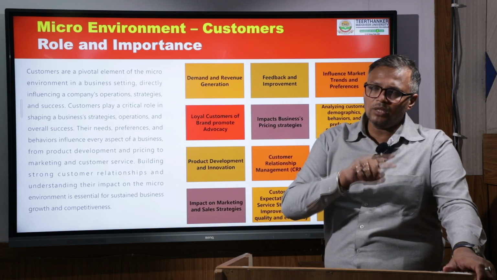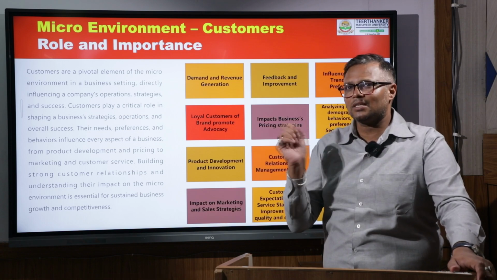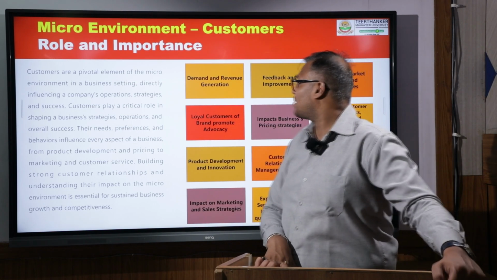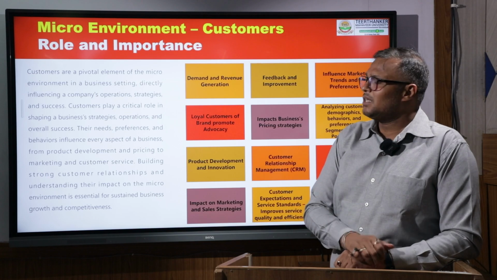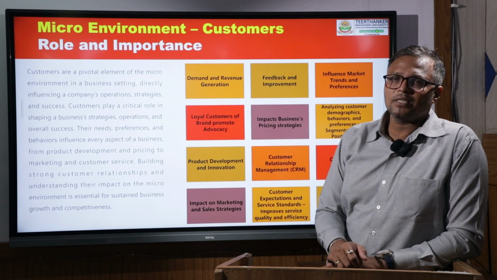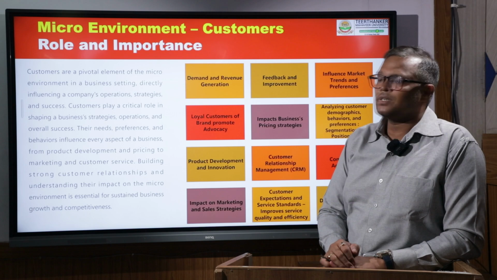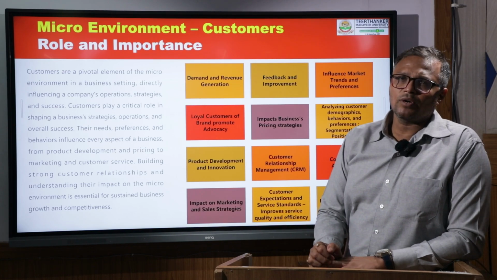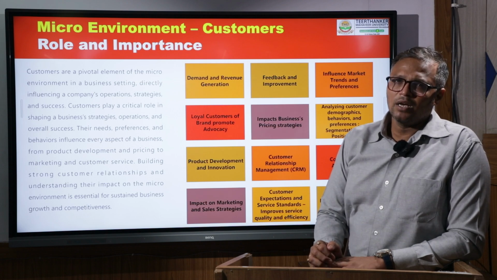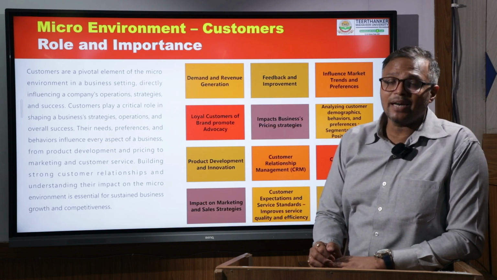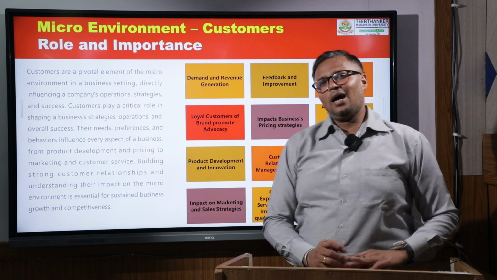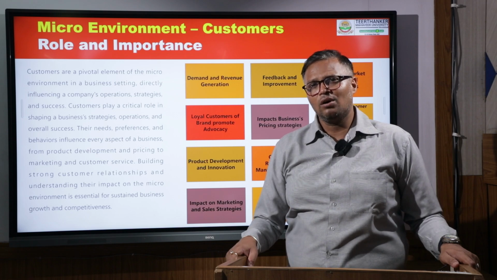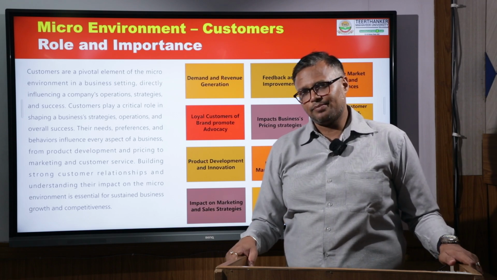Now, how the customer impacts the business can be discussed through these bullets which you can see on the screen. The first part represents demand and revenue generation. The customer is directly impacting the revenue and the demand of the organization. The more the product is in demand, the more it is liked, preferred, or recommended by the customers, the better and higher are the chances of its sales, which will further increase the revenue, profit, and also the monetary benefits for the company.